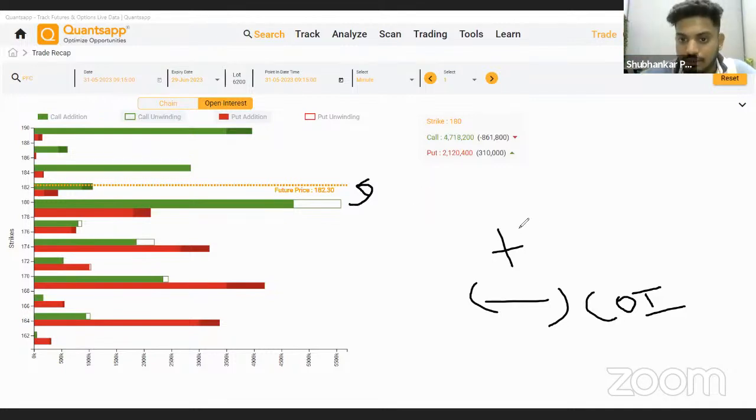Only two things we need to find. First, which are the stocks trading above the highest call. Second, where are the call writers leaving. Why are we finding this?